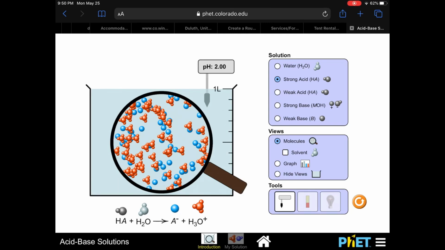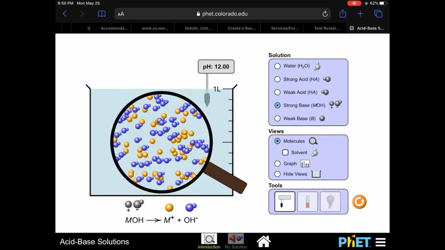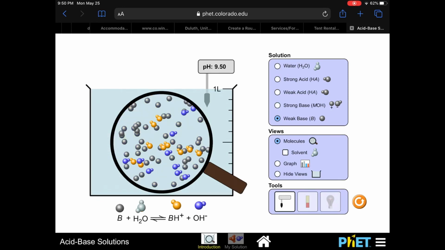Let's look at bases now. All right, for the strong base here, we see everything on the screen right now is M plus or OH minus. So that's our hydroxide ions, those purple ones. That's what makes a base a base. When we look at weak bases, though, only a small percentage of them are actually dissociated.